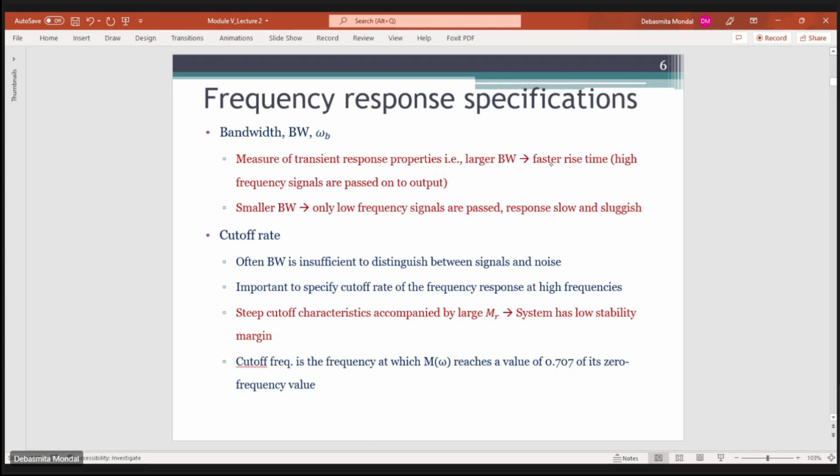Okay, so if you have steep cutoff characteristics, and if that steep cutoff is accompanied by a large value of the resonant peak, that means the system will have a very low stability margin. So the relative stability of your system will be much lower.